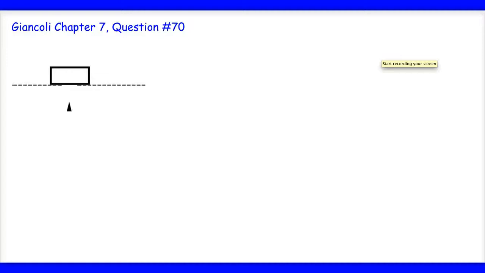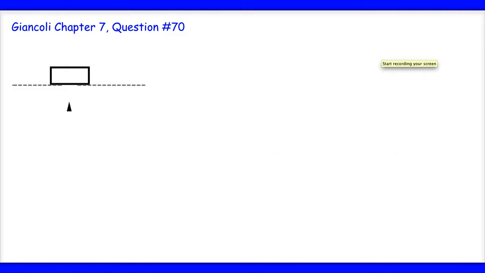This is problem number 70 in chapter 7. The problem reads, a bullet is fired vertically into a 1.4 kilogram block of wood at rest directly above it. The bullet has a mass of 29 grams and a speed of 510 meters per second. How high will the block rise after the bullet becomes embedded in it?